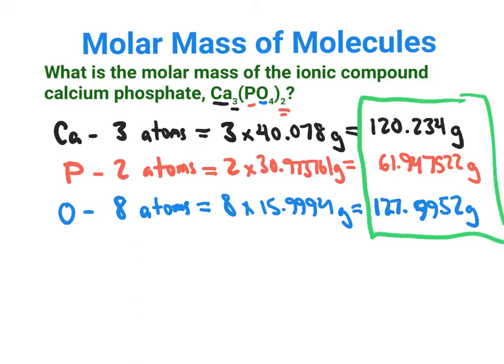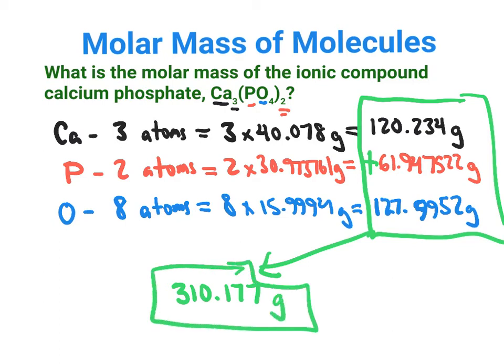Now that I have all of these 3, what I'm going to end up doing is adding them all together. When I add them all together, I'm going to get 310.177 grams. Why did I round to 310.177 when I did all this? Because when I add them together, this goes to 3 decimal places, this goes to 6, and this goes to 4. This is my worst sig fig, so this goes to 3 decimal places right here.